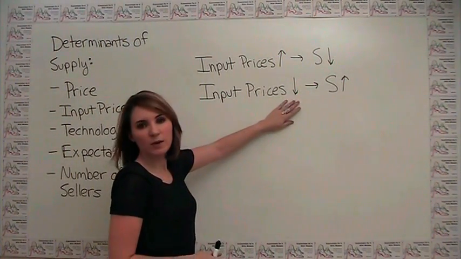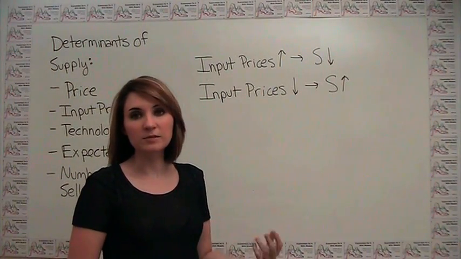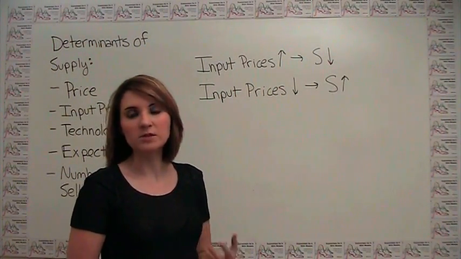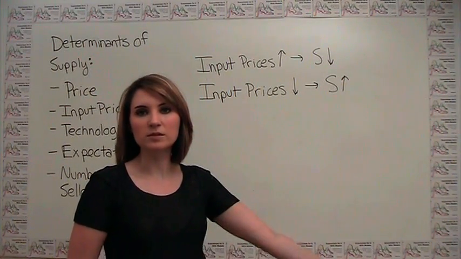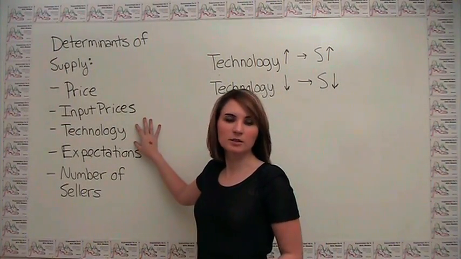Conversely, as input prices go down, it becomes cheaper to produce an item. Well, if it becomes cheaper, it becomes more attractive to produce, and firms are going to want to produce more of that item. The third determinant of supply is technology.